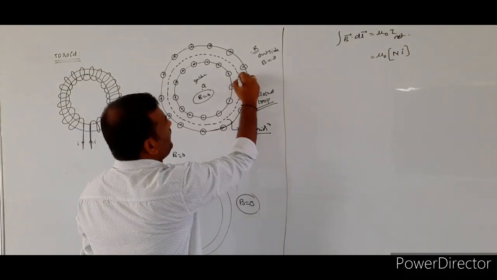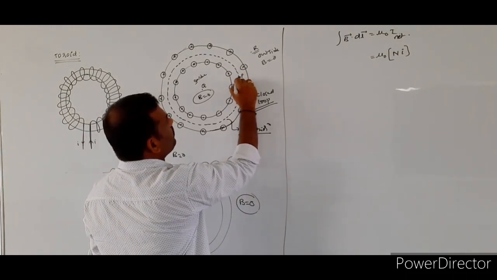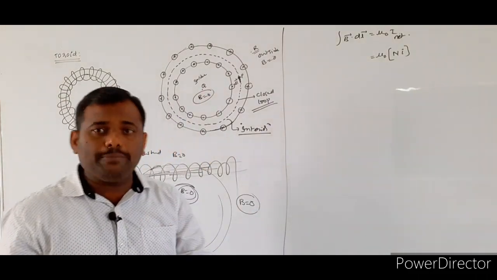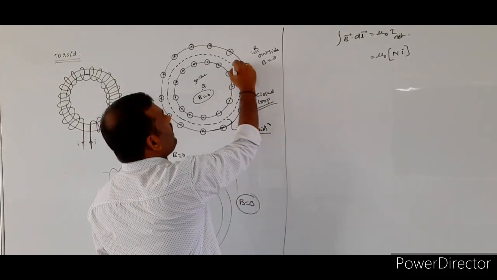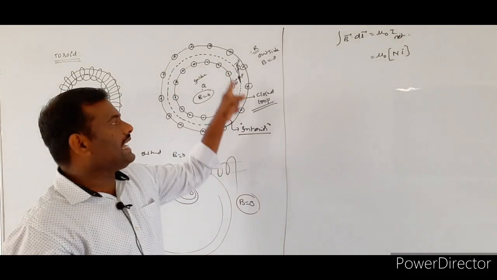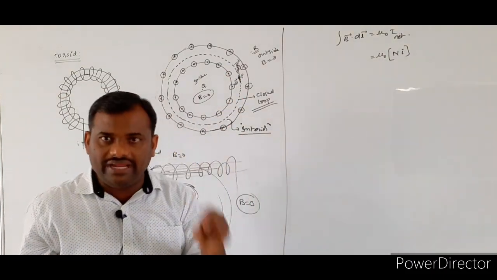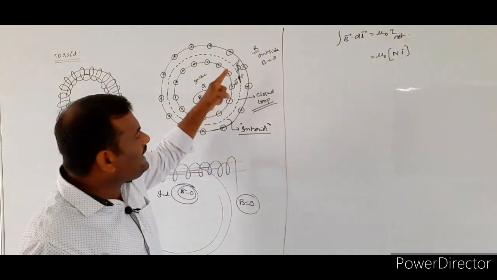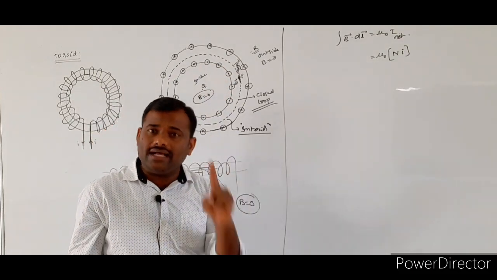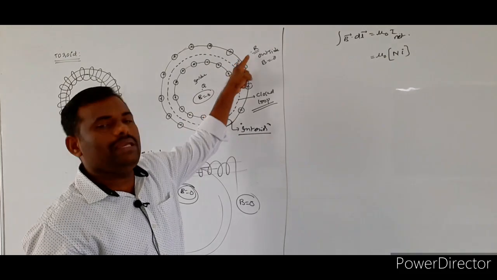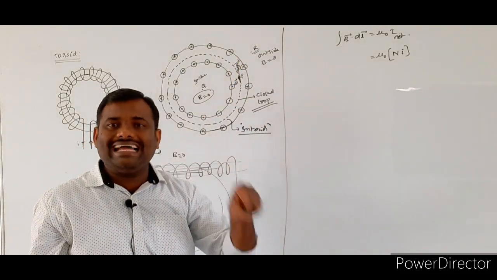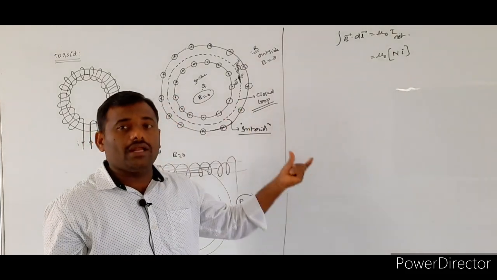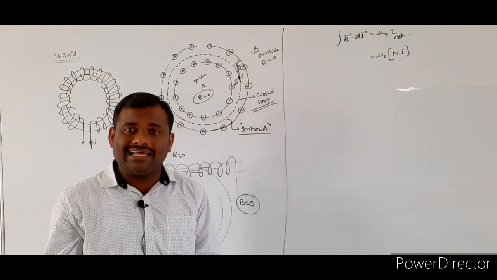Now, at the point P, if you consider a small element and draw the tangent at the same point, that tangent gives the direction of the magnetic field at that respective point P. So at any point on the circular loop, dl bar and B bar will be acting along the same direction.